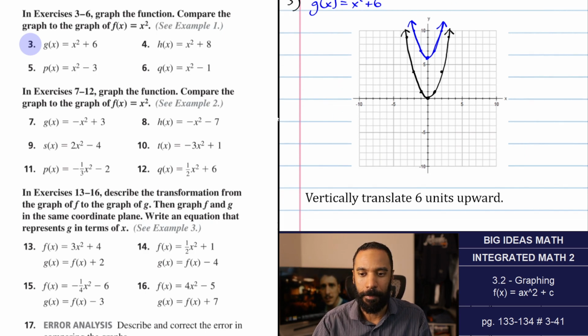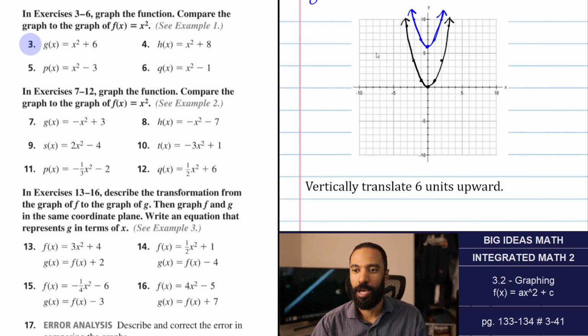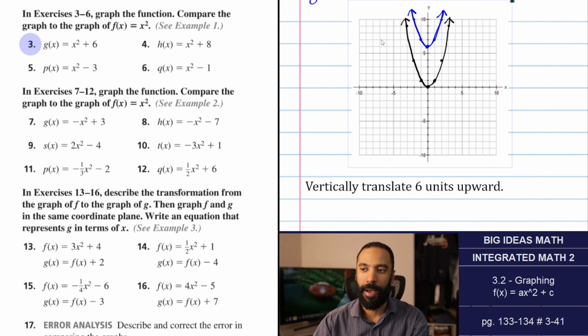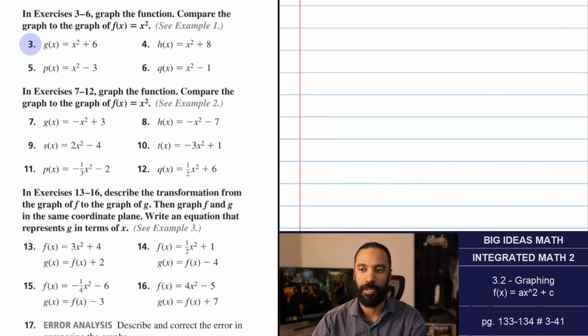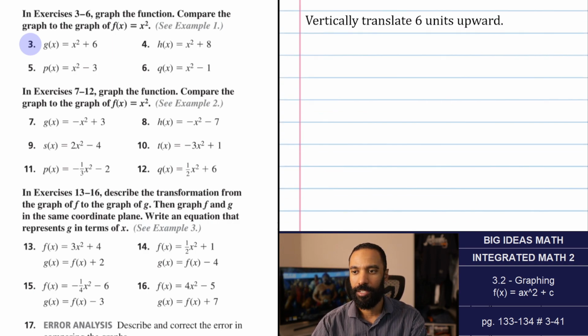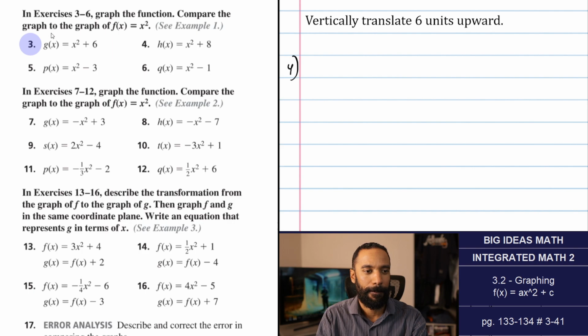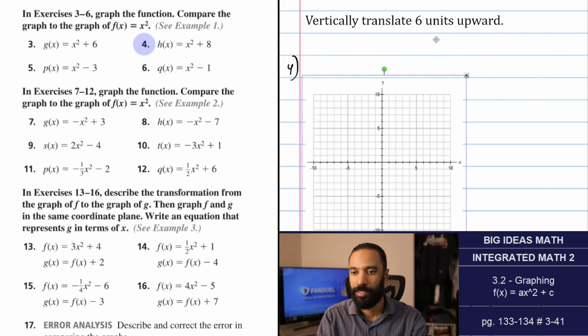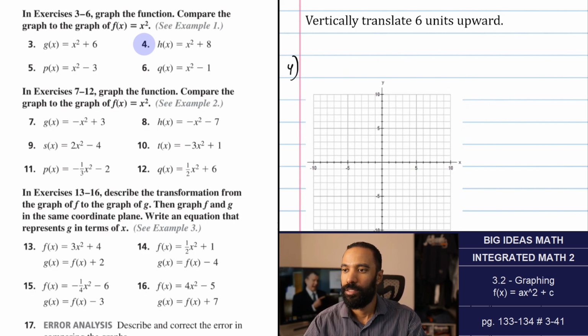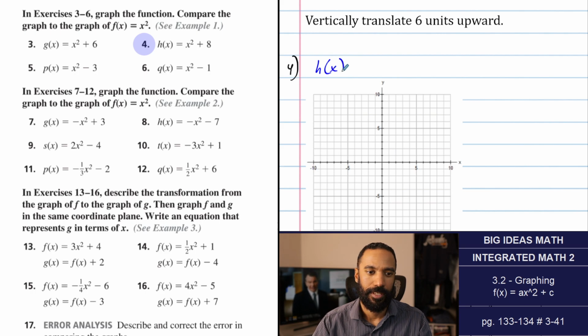Okay, I get to move kind of faster now that we've seen those because these all have the same kind of appearance to them here. I don't think I'm going to draw the f of x each time unless I already have it copied and pasted. So we could, but I'm probably not going to. So number 4, we have h of x equals x squared plus 8.